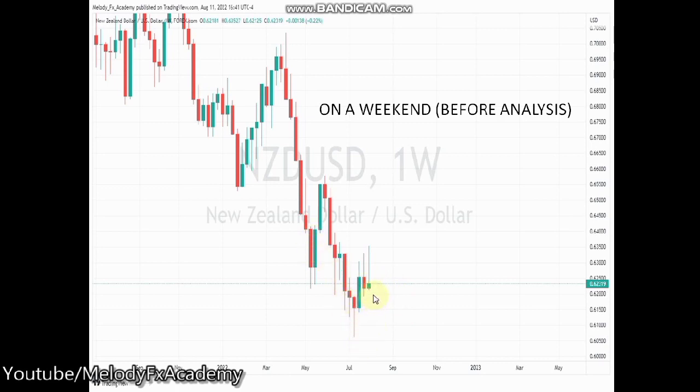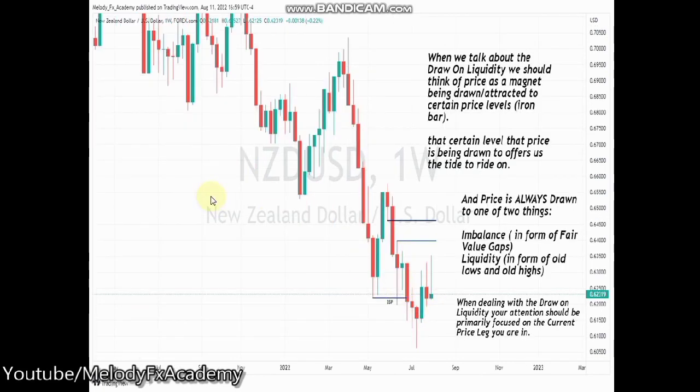Okay, so let's look at our main topic for the day, which is the draw on liquidity. When we talk about the draw on liquidity, we should think of price as a magnet, drawn or attracted to certain price levels, just like a magnet is attracted to an iron bar. So we should think of price as being drawn to certain levels, just like a magnet being attracted to an iron. That is one way you can look at price.